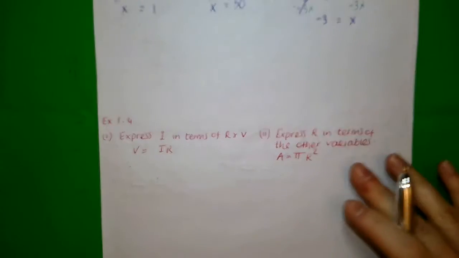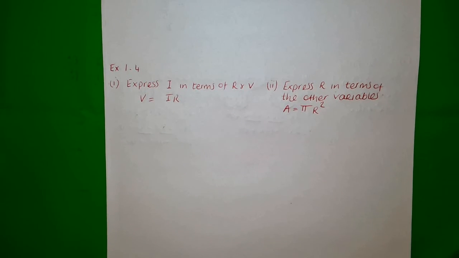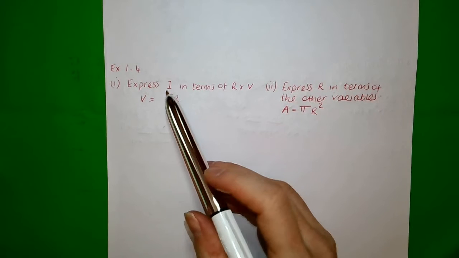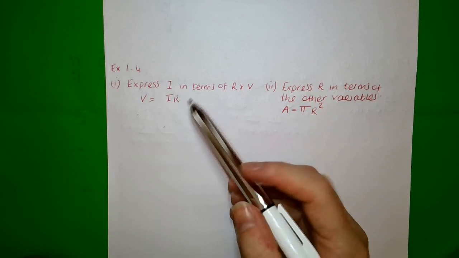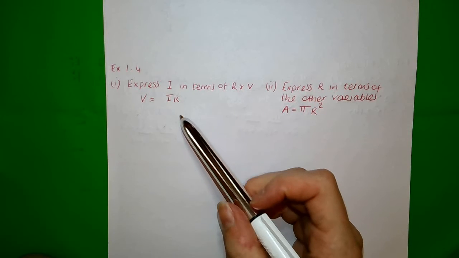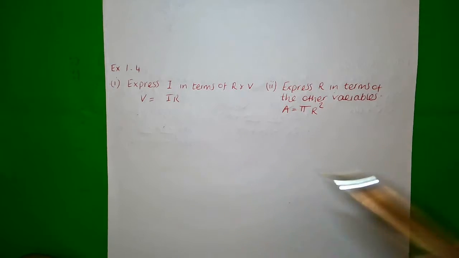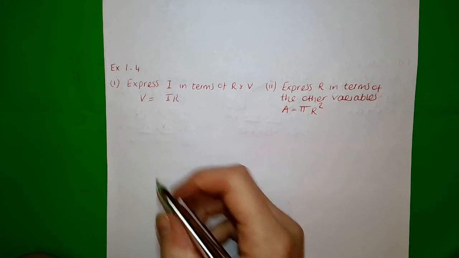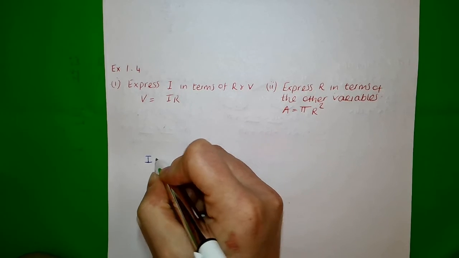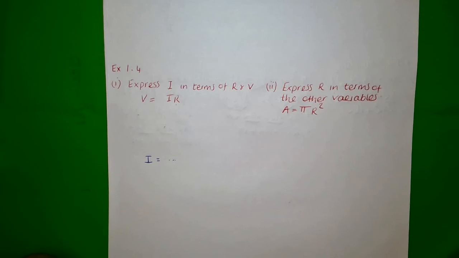Okay. Next up we're looking at manipulating formula or rearranging formula. So as you can see in this first example, it says express I in terms of R and V. So we're not going to be solving for any letter here. We're going to be rearranging, we're not going to have a number at the end. We're going to rearrange this formula, so our answer is eventually going to look like I equals something, and generally it will have R and V in the answer.